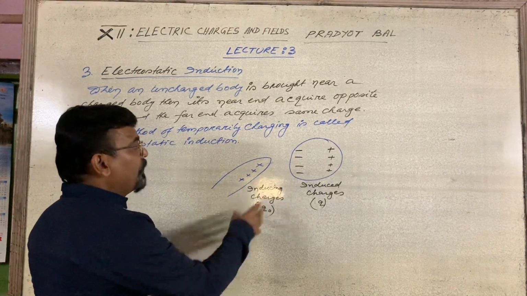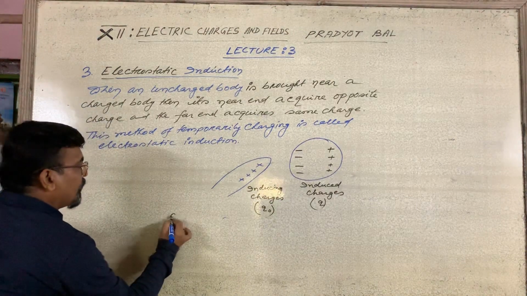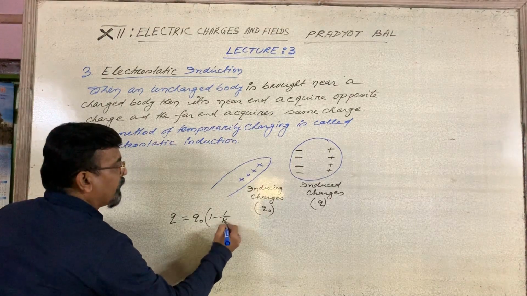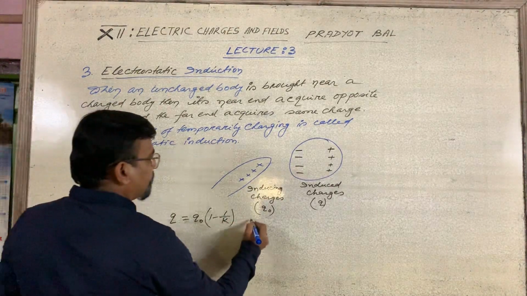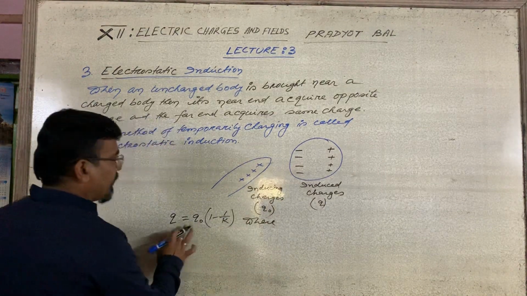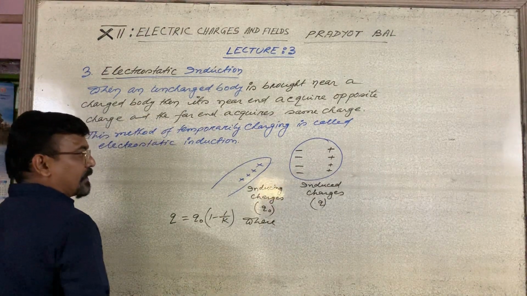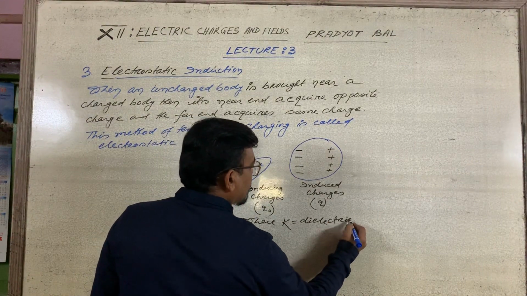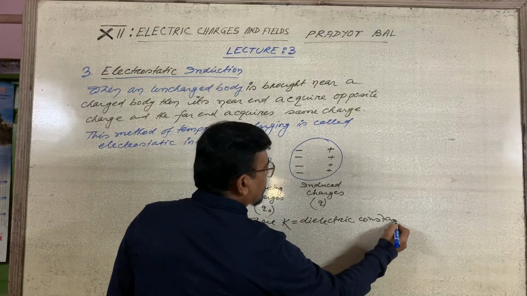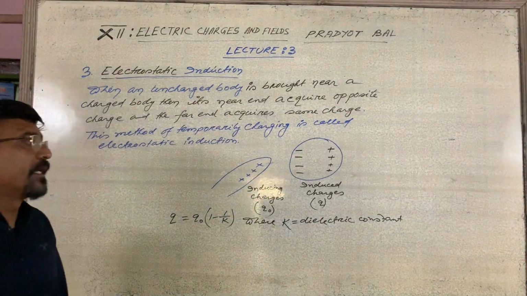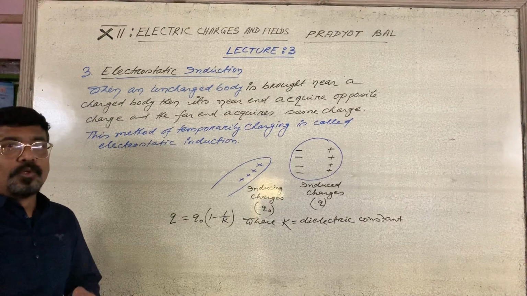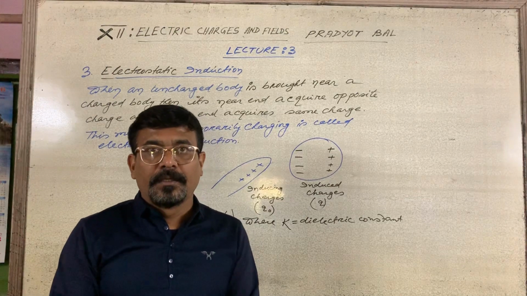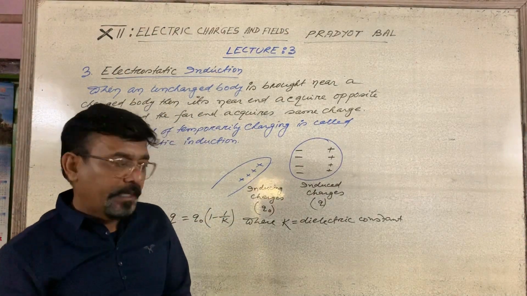So, the relation between induced charges and inducing charges is Q is equal to Q0 into 1 minus 1 by K, where Q and Q0 are the induced charges and inducing charges, and K is equal to dielectric constant. About this constant we will know in our next class. So we have completed the production of charges process. Now we are entering another section.